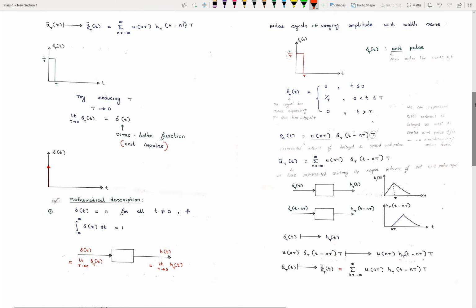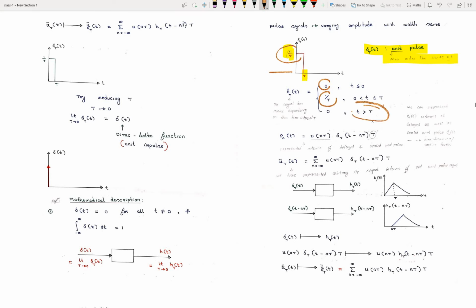Okay, so for deriving this, we have introduced something known as a unit pulse, delta T(t). Why unit? If you take the width T, then we multiply by 1 over T, so that the area under the curve will be 1. That's why the word unit pulse. And how do we represent it mathematically? For t less than 0, it is 0. From 0 to capital T we have amplitude 1 over T, and for t greater than capital T we have 0.